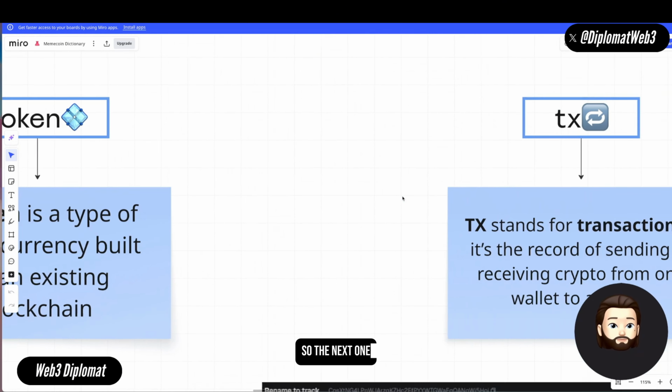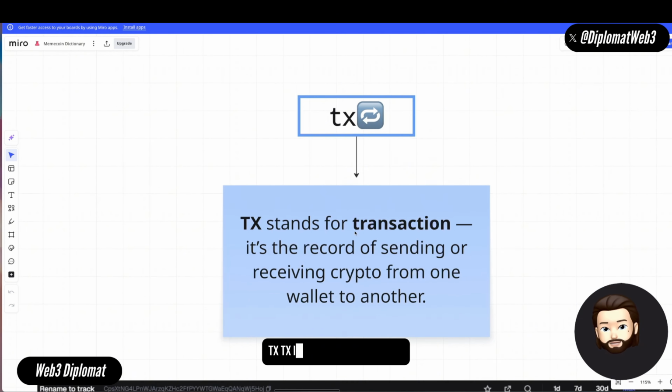So the next one, TX. TX is short for transaction. Unique identifier that you use to look up or present a given transaction.